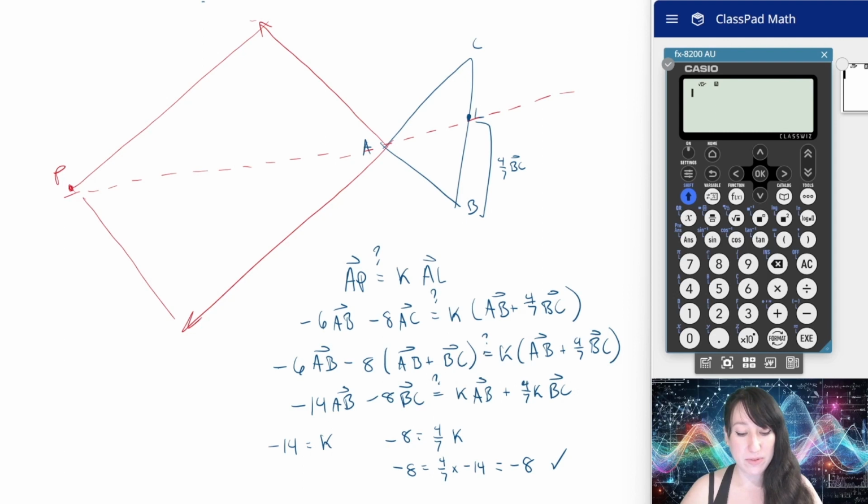So it is possible for P to lie on the line AL, since we found a value of K, a scalar multiple, such that AL is equal to AP.